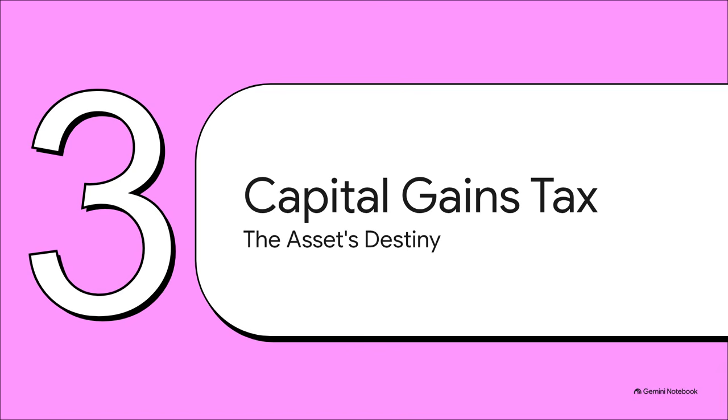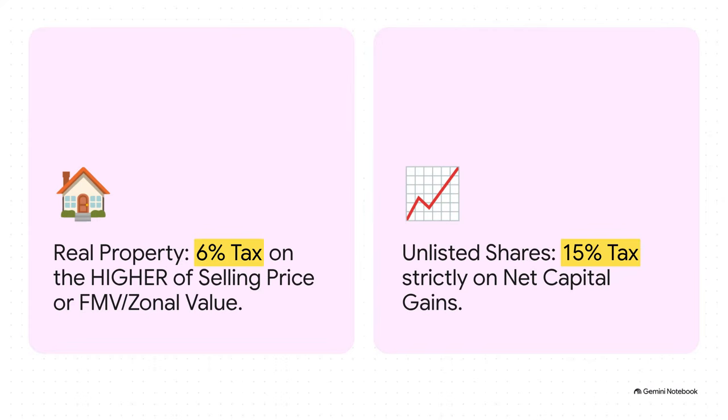All right, Section 3, capital gains tax rules, the asset's ultimate destiny. We're at the point of sale, and depending on the asset, disposing of it triggers the dreaded capital gains tax, or CGT. Let's dive into these two massive anchor numbers you absolutely need for the LECPA. Notice how real property classified as a capital asset in the Philippines is taxed on the gross value. You're paying a 6% final tax on whichever is higher between the selling price or the fair market value.